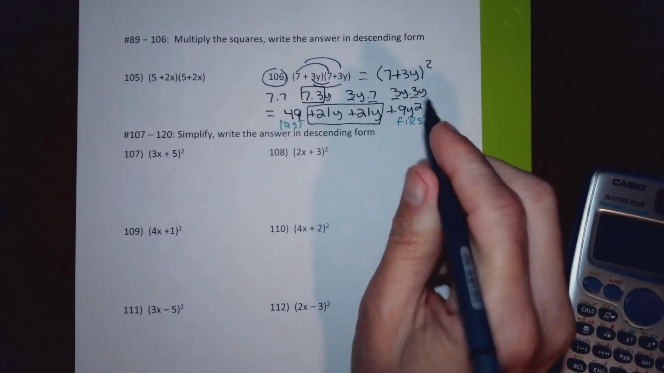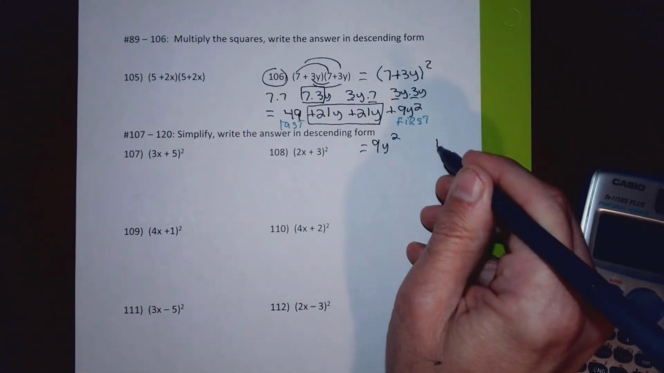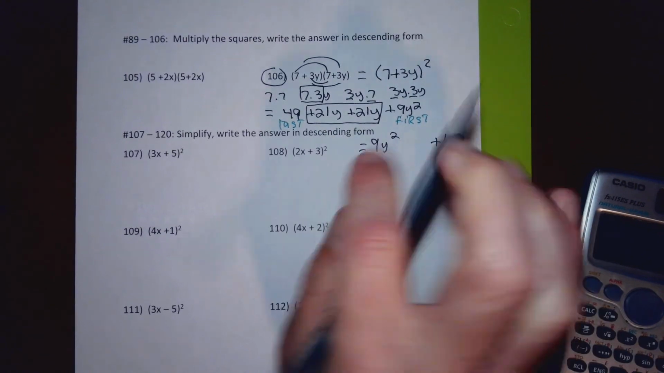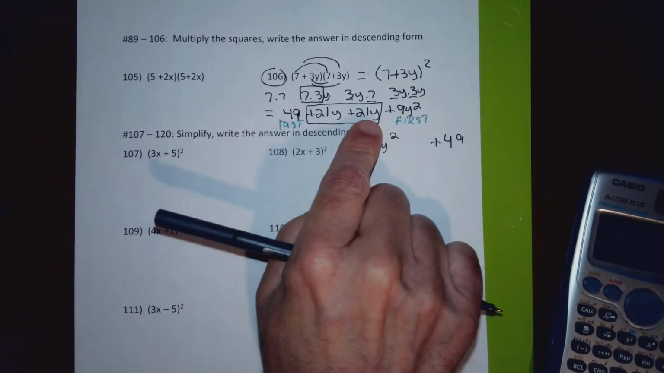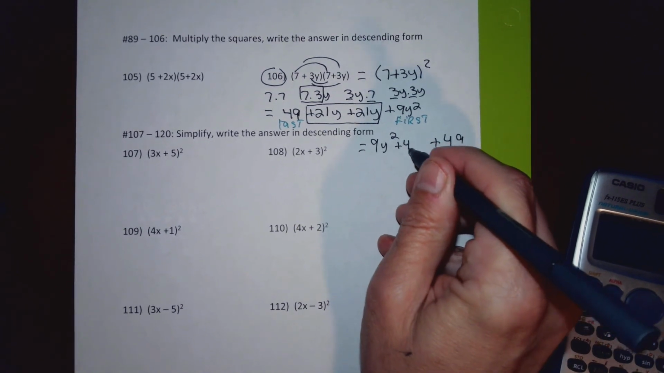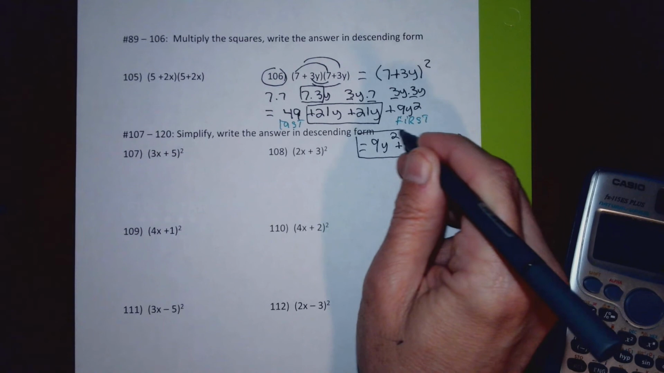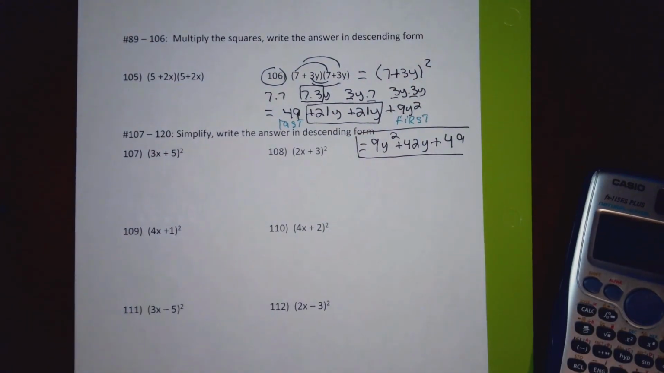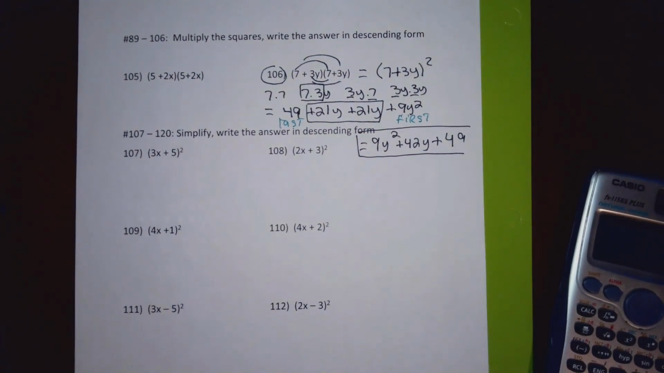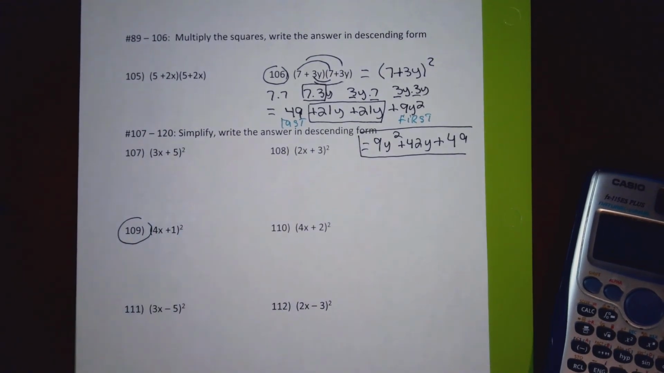So first I'm going to write 9y squared. Last I'm going to write positive 49. And in the middle I'm going to go 21y plus 21y. I'll add the 21s and get 42y. So the answer to 106 is going to be there. Eventually, we'll finish up this sheet, but I'm going to do a part 3 to this video.